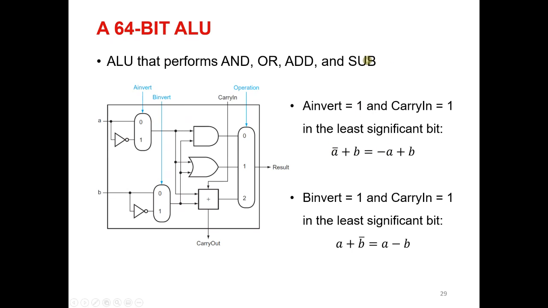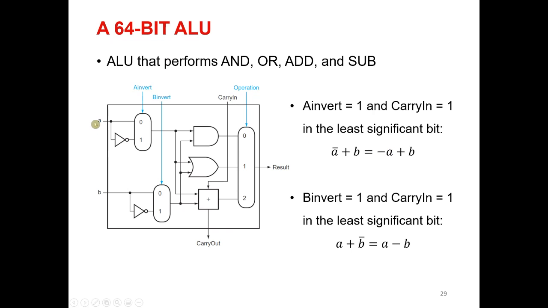But what if I want to do also a subtraction? If I want to do, let's say, B minus A, we have seen that for doing that, all I need to do is negating A. And all we need to do is calculating the two's complement of A. And that two's complement is equal to inverting all the bits of A and adding 1.